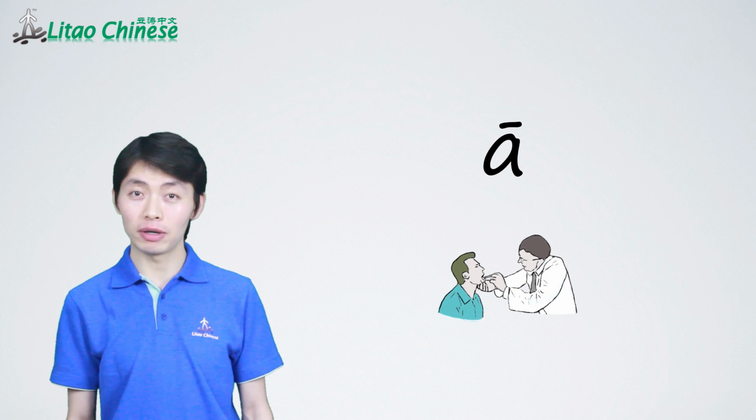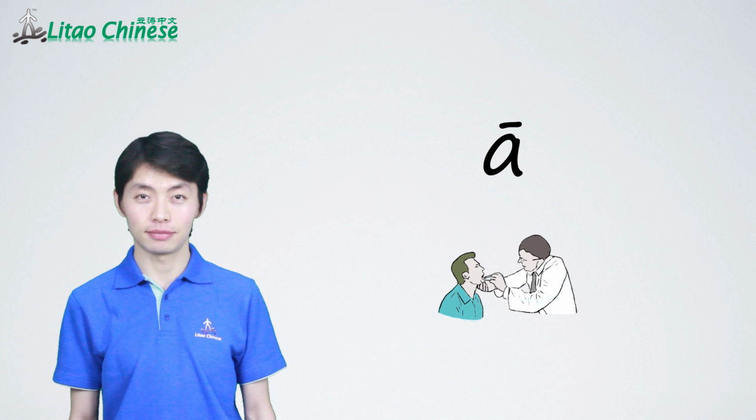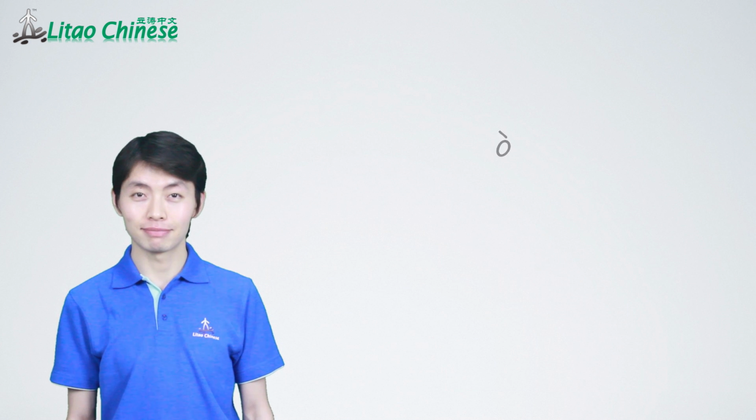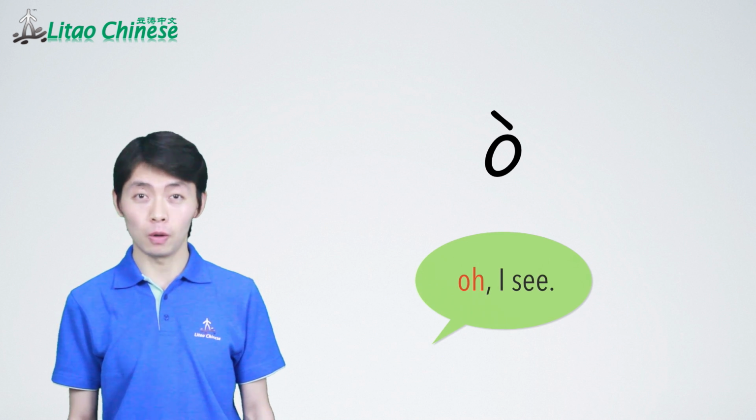At last, let's use some very simple but useful words to practice the 7 finals and tones. There are some single syllable words as follows. Ah is the word you say when the doctor asks you to open your mouth. Or it's a very short response when you understand what others mean, just like oh in English, oh I see.